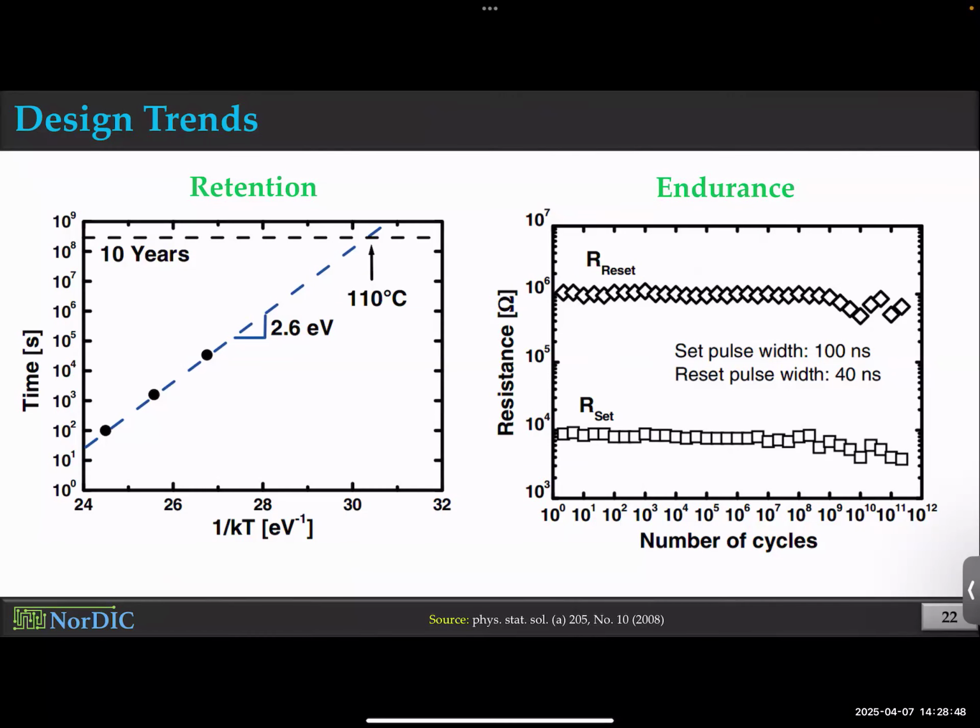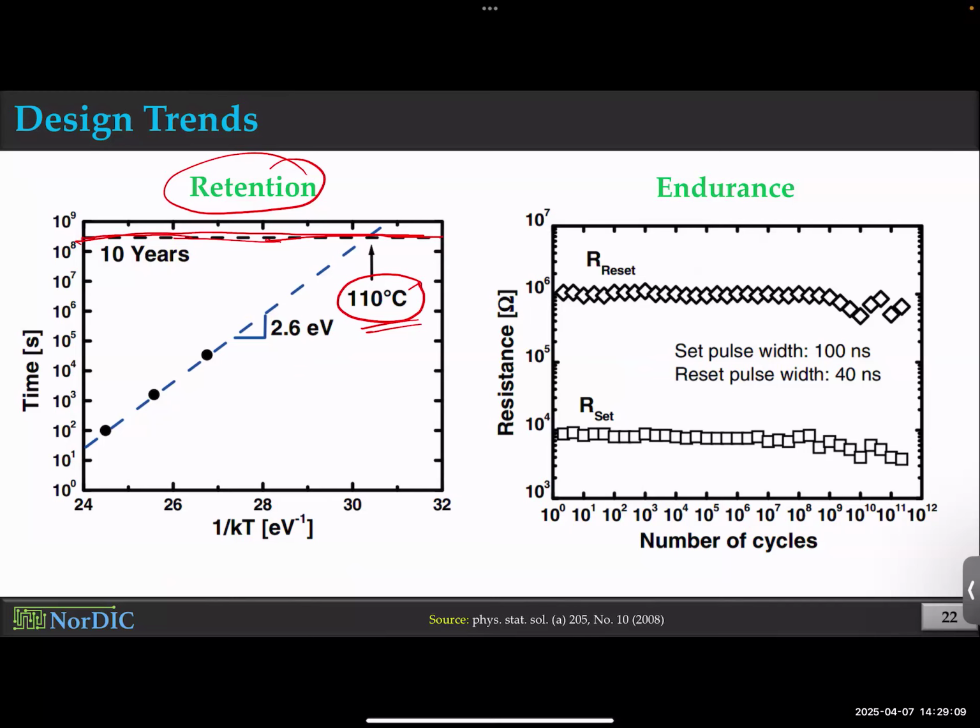Some design trends. Obviously, we care about retention. I told you that we care about how long it can hold on to the stored data, right? So apparently, this is the 10-year mark. This is the 10-year mark, folks. And we always care about retention at a given temperature.